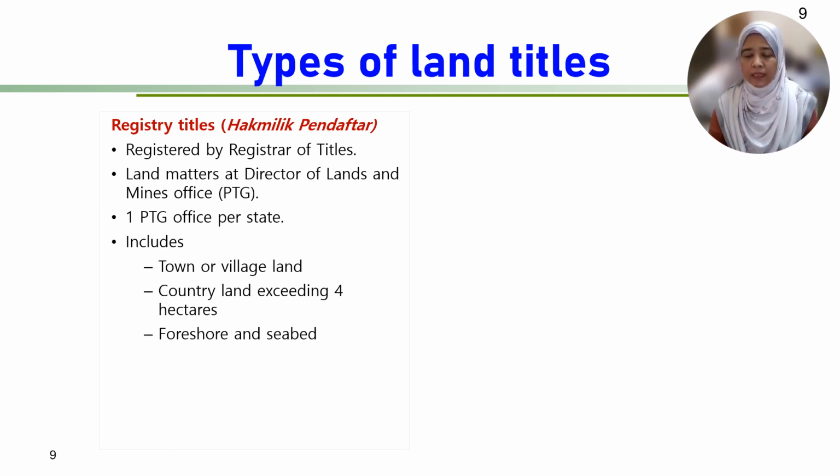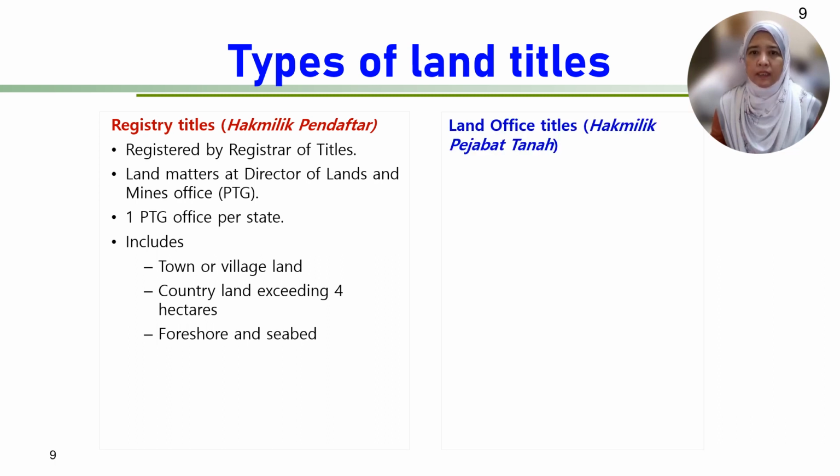Okay, and then another category is the foreshore and seabed, tanah pesisir tadi, and also dasar laut. And not to forget, we haven't covered this yet, but strata titles is also under PTG. Now, the second type of title is the land office titles. Land office titles, hak milik pejabat tanah.